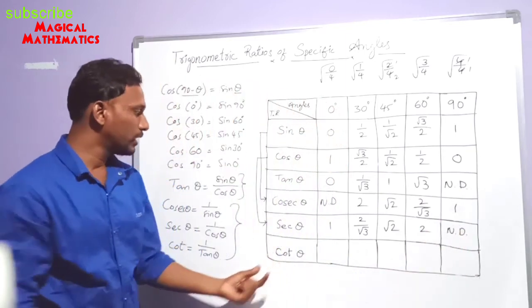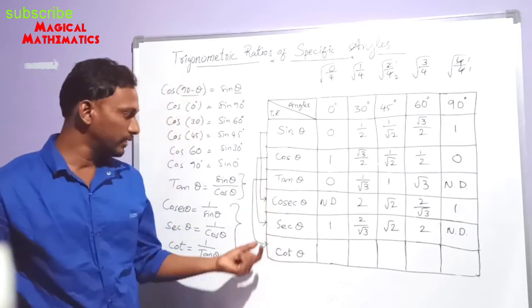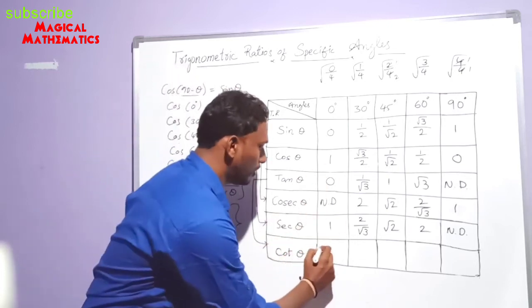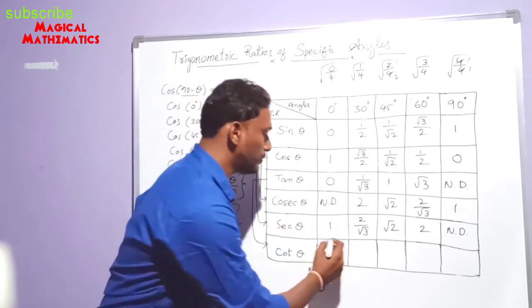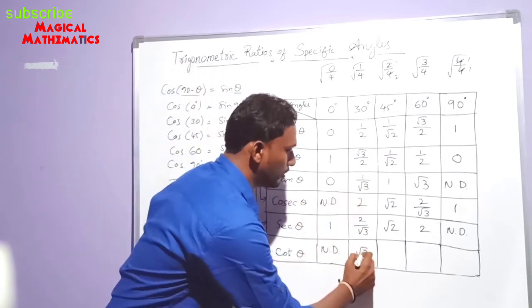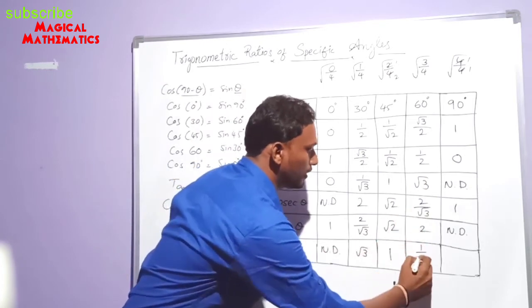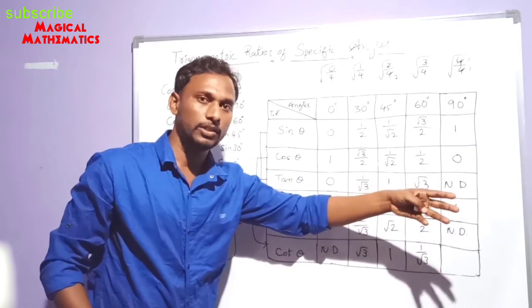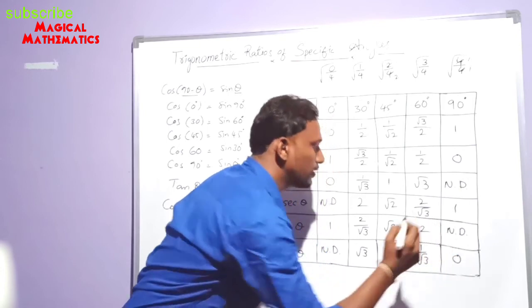Cot theta we get as the reciprocal of tan theta. The reciprocal of 0 means 1 by 0, not defined. Then the reciprocal of 1 by root 3 is root 3. Then 1 by 1 is 1. Then 1 by root 3. Not defined is actually division by 0, so if you take its reciprocal, the answer will be 0.